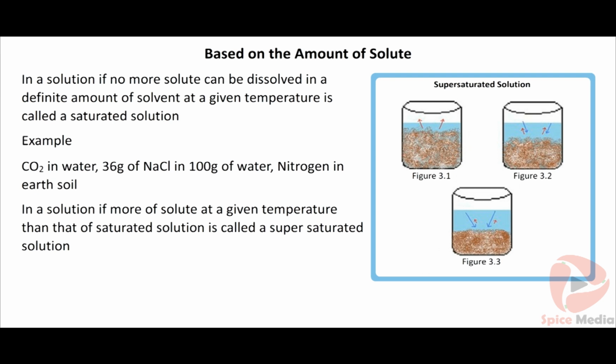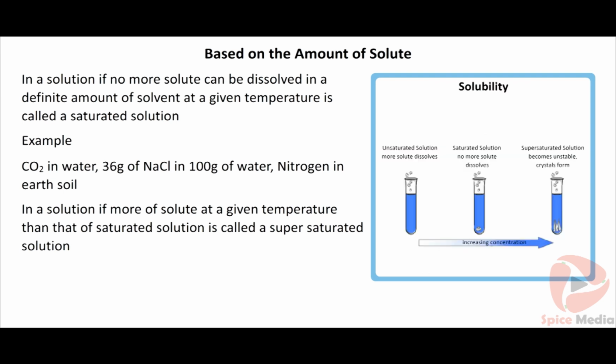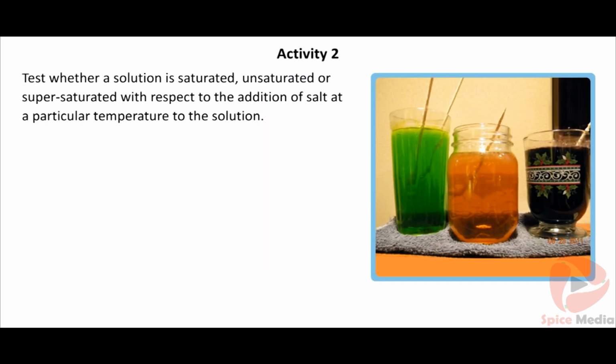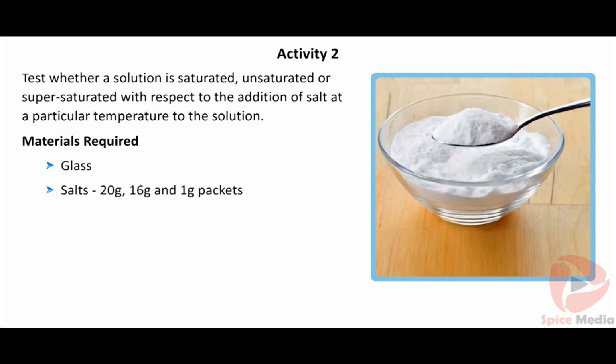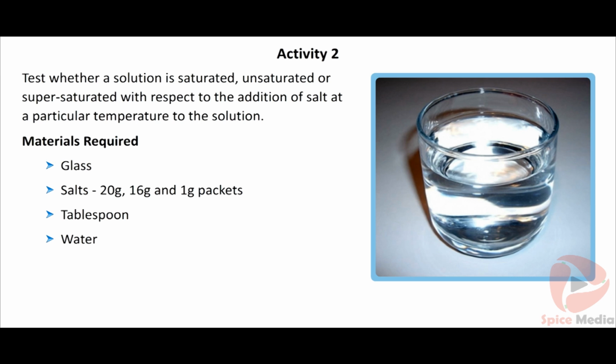In a solution, if more solute at a given temperature than that of saturated solution is present, it is called supersaturated solution. Test whether a solution is saturated, unsaturated, or supersaturated with respect to the addition of salt at a particular temperature to the solution. Materials required: glass, salts 20 grams, 16 grams, and 1 gram packets, tablespoon, water.